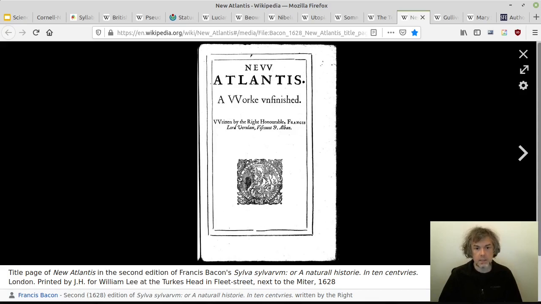And New Atlantis is, in a sense, he's like taking Thomas More's idea of a utopia, but creating something that is more scientifically aligned rather than philosophically aligned. And so Francis Bacon's New Atlantis is about a place called Bensalem, that is a society that embraces science and scientifically gained knowledge to plan itself and to operate itself. And so basically the society is founded on scientific principles.